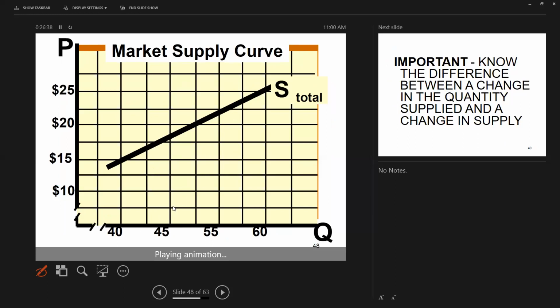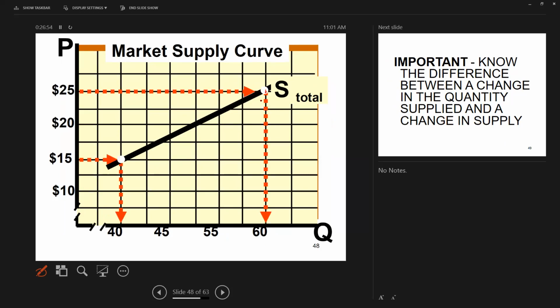Now, if you remember, point A, we said at a price of $25, 60 CDs would be supplied. So you do this either way. I'm going to go over to 60 CDs and up to $25 per CD and put a point. And then at a price of $15, 40 CDs would be offered on the market. So I'm going to go over to 40 CDs, up to $15, put another point. That was point A. And I believe we had that one labeled point C.